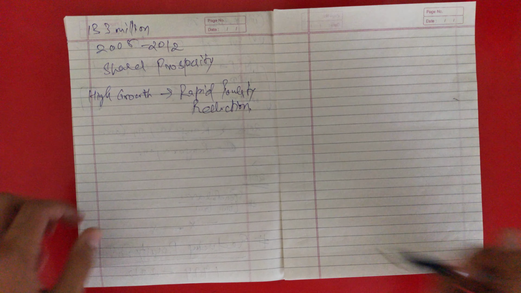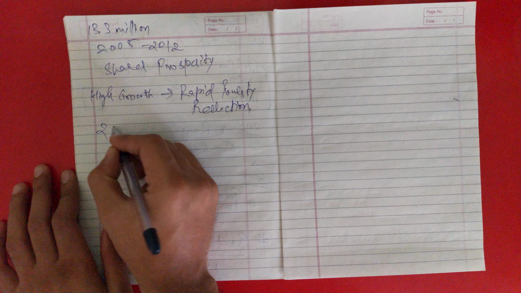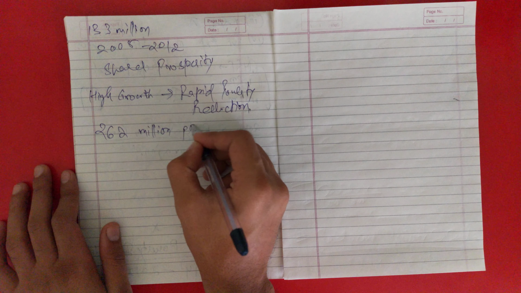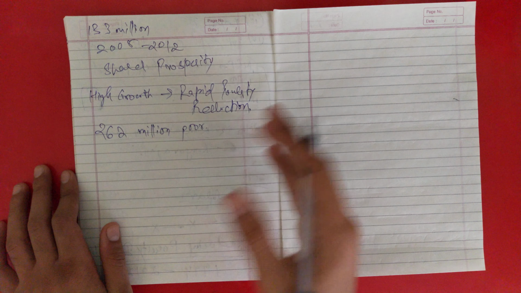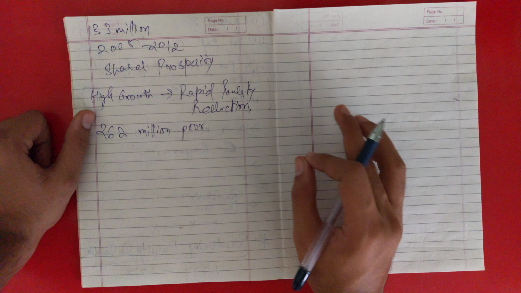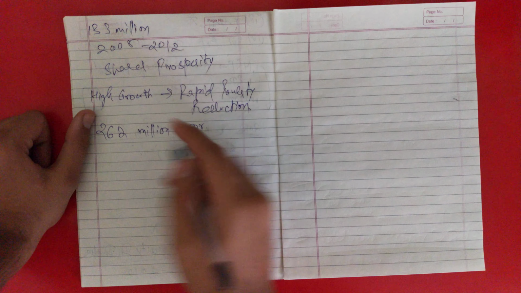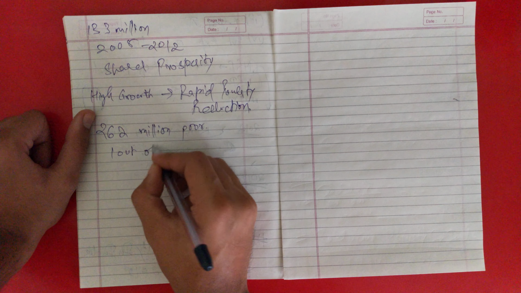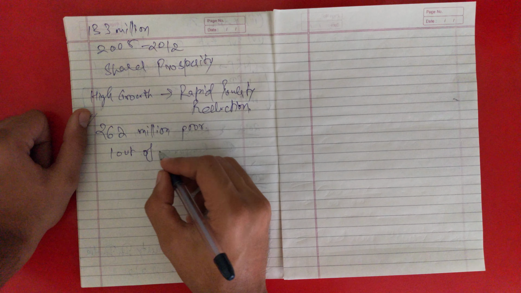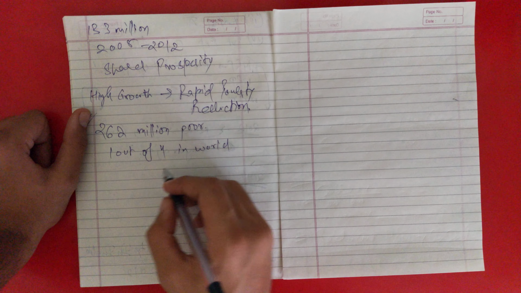And in 2012, India was home to 262 million poor. If I want to tell you in terms of population, 1 in 4 people living in extreme poverty across the world are Indian. 1 out of 4. This was based on 2005 to 2012. 1 out of 4 people in the world that are extremely poor are Indian.